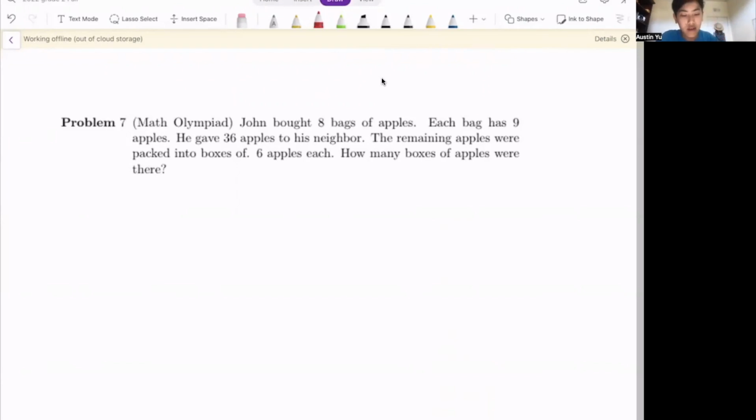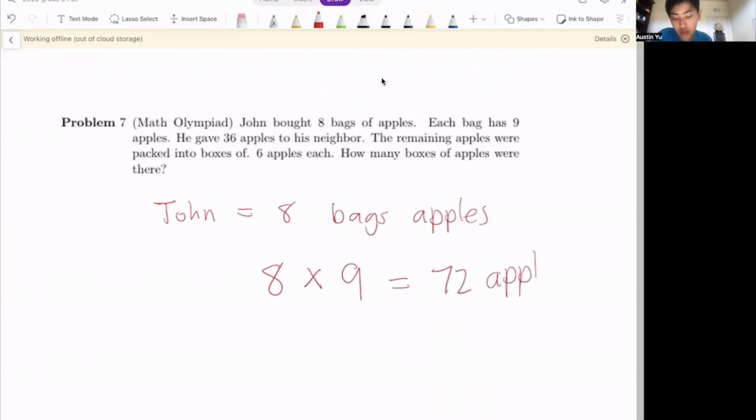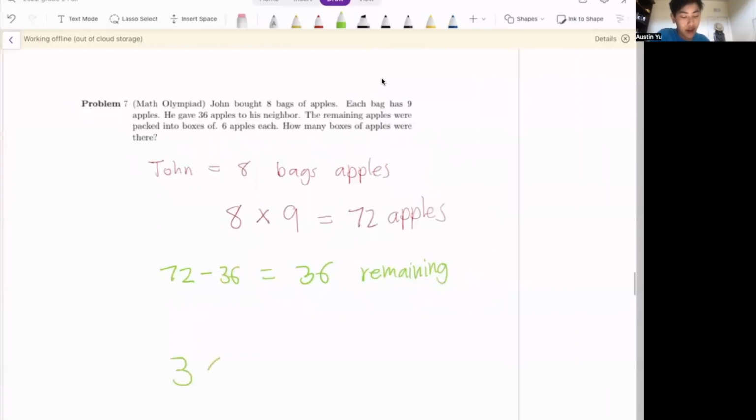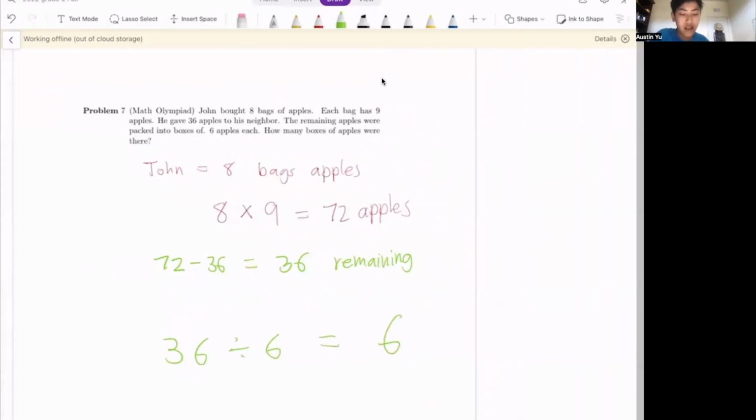Let's draw this. John buys 8 bags of apples, and each bag has 9 apples. So if he buys 8 bags, and each bag has 9 apples, therefore there are 72 apples in total. And then in green, he gave 36 away. So 72 subtracted by 36 that he gave to his neighbor gives us 36 remaining. And then the remaining apples were packed into boxes of 6 apples each. So we can divide 36 by 6, which equals 6. So there were 6 boxes.